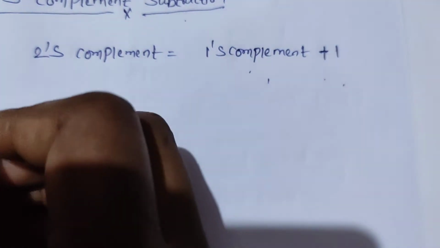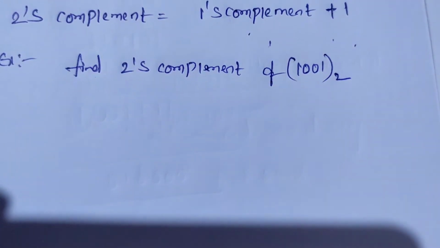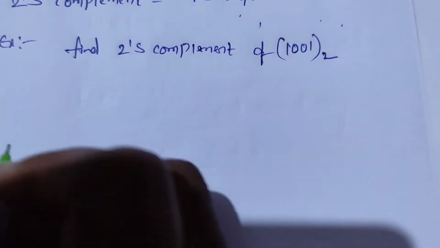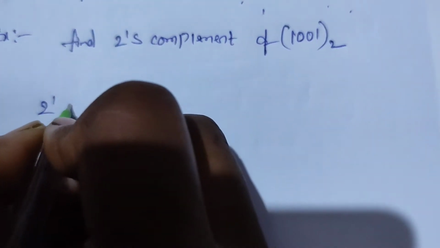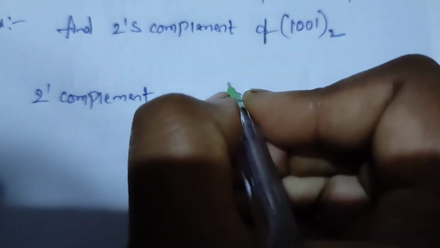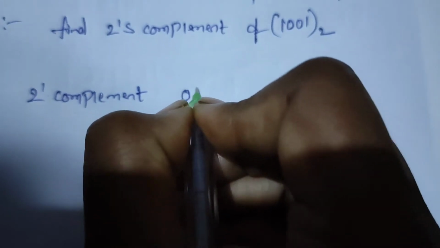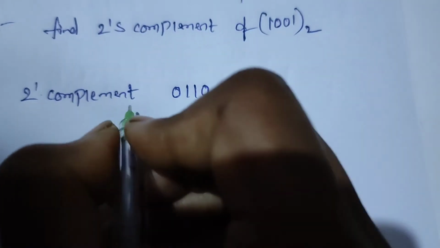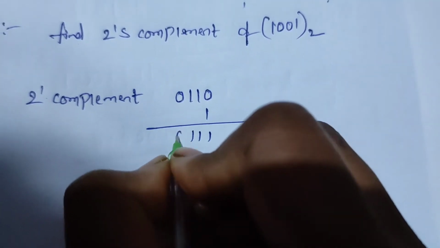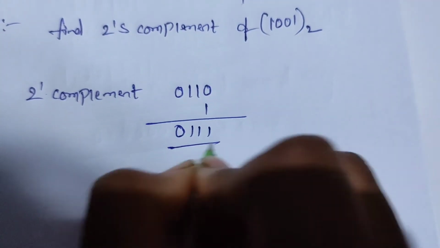We will take an example. Find 2's complement of 1001. So 2's complement is equal to: first do 1's complement of 1001, which is 0110. This is the 1's complement. Adding 1, we get 0111. So this is the 2's complement of 1001.